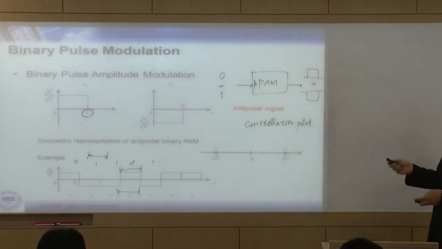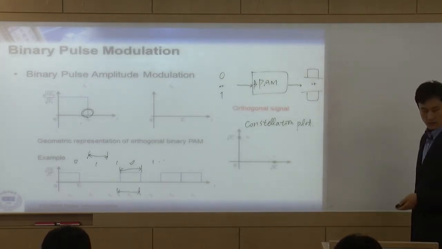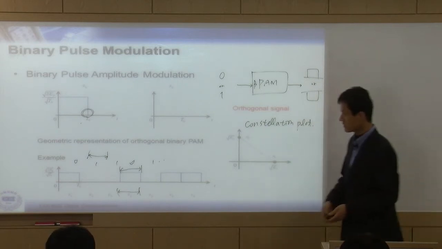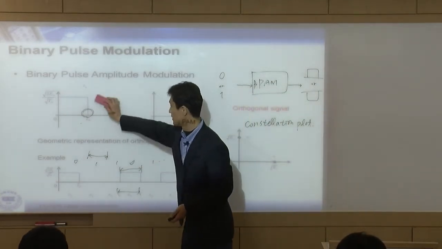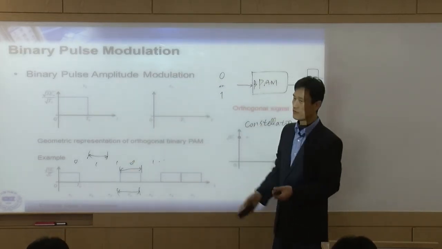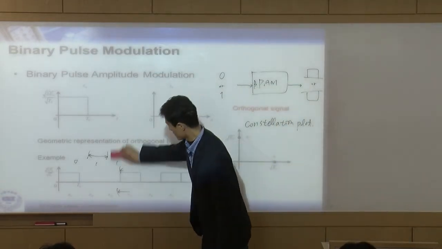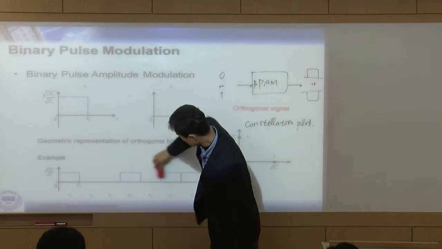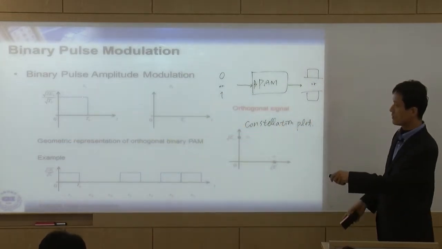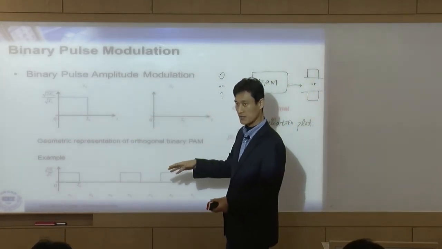So that is antipodal. And the second thing is orthogonal. This orthogonal signal is the same as on-off keying. When you transmit the first symbol, it's on. The second symbol means off. So it's like on-off signaling, right? But other than that, everything else is the same. It's also like a 0 or 1. So the bit sequence again is 0, 1, 1, 0, 1, something like this.